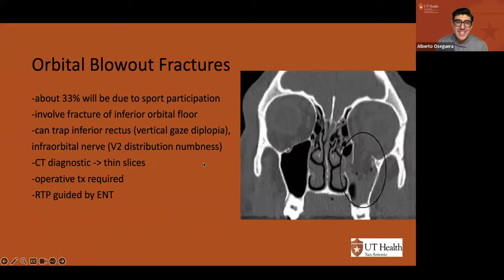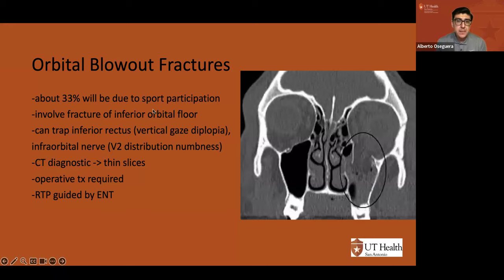Sorry. So many things. So orbital blowout fracture, this is definitely an emergent, urgent type of injury. About a third of the time that you see an orbital blowout fracture will be due to sport participation, and they'll involve this inferior orbital floor. So as you can see here, this one is super severe. The contents are all just kind of dipped down into the sinus compared to this side. This is a very clear sinus.